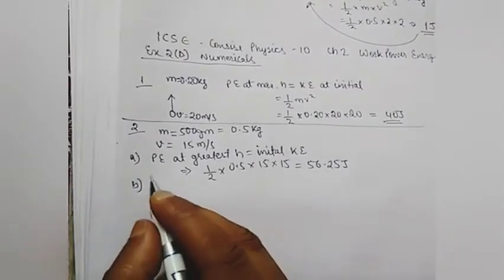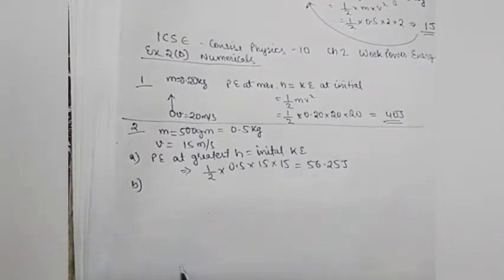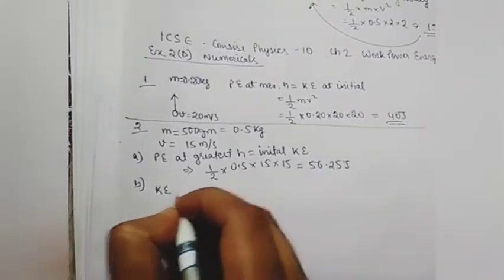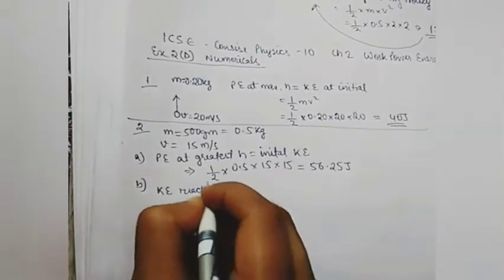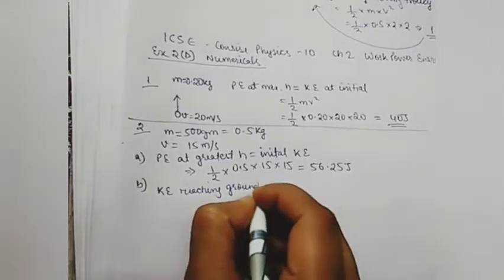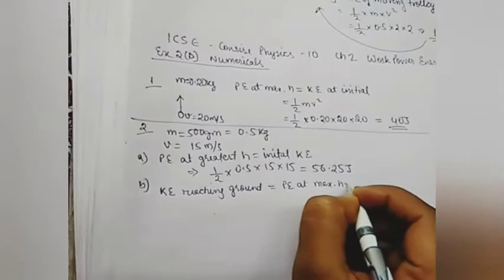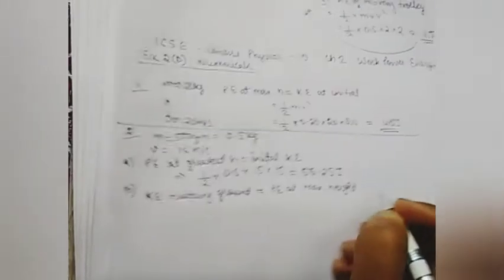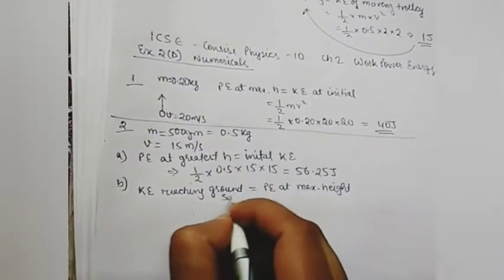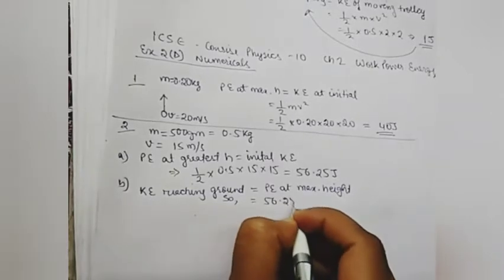So B, kinetic energy on reaching the ground. The kinetic energy on reaching the ground will be equal to the potential energy at the greatest height. Kinetic energy reaching ground will be equal to potential energy at maximum height. So equal to 56.25 joule.